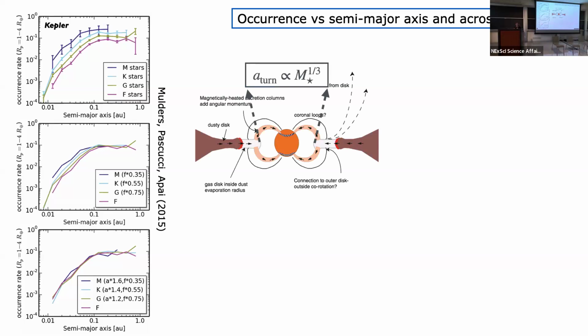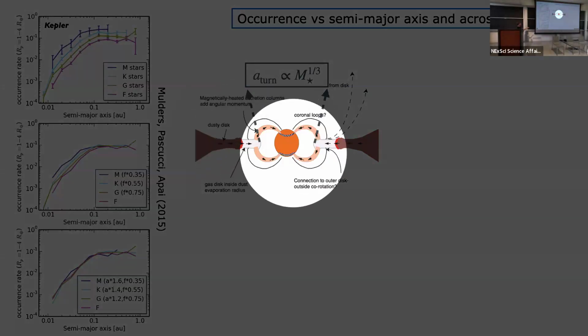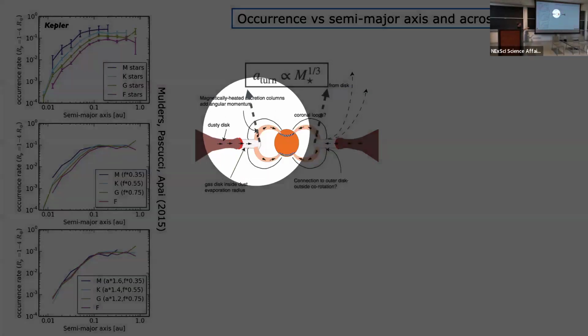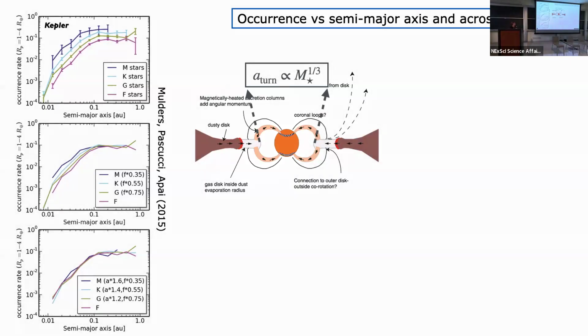So that's interesting because then you can connect it to the inner edges of protoplanetary disks. And we know there are two of them. There is the gas inner edge closer in and the dust inner edge further out. And if you go through the properties of these edges, you can see that that scaling relation up there is the same as the scaling of the co-rotation radius, which is related to the gas inner edge. And the co-rotation radius, as the name says, is the radius where the angular speed of the star is equal to the angular speed of the disk.